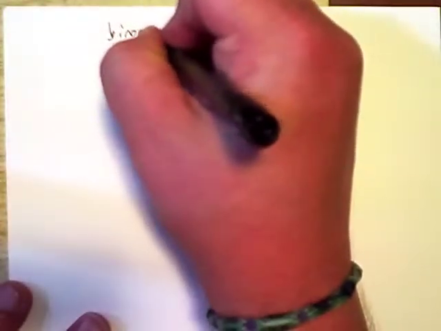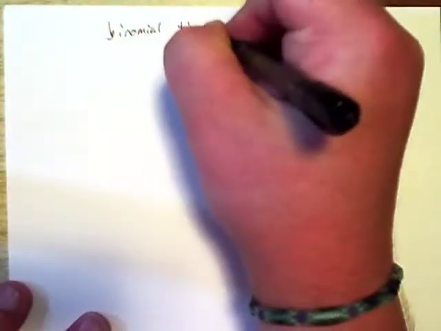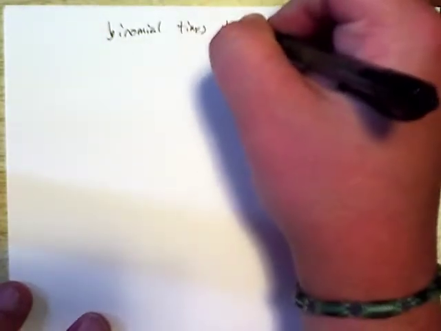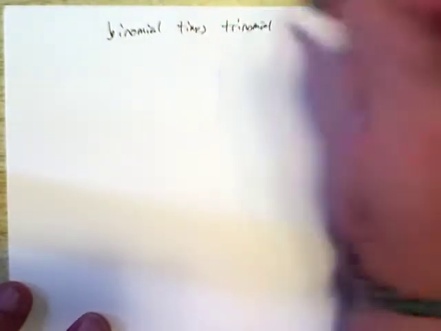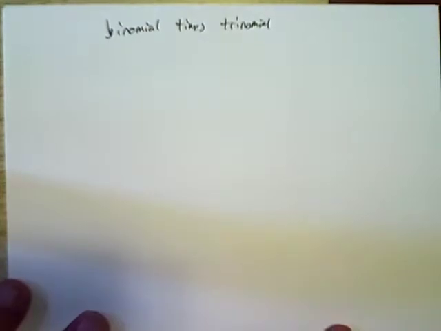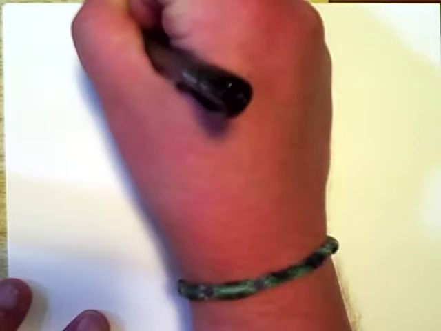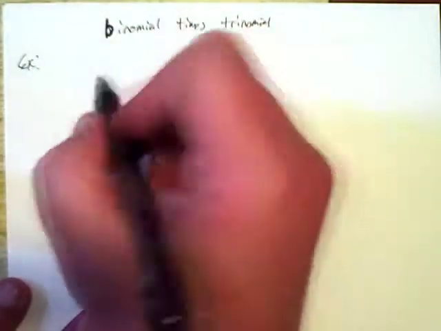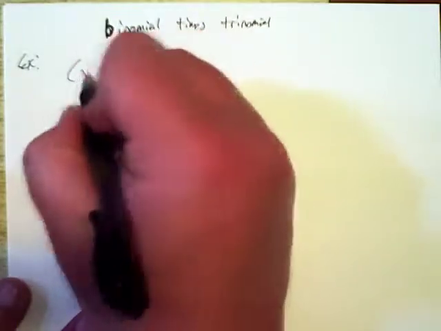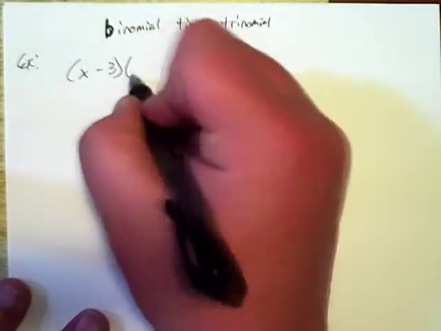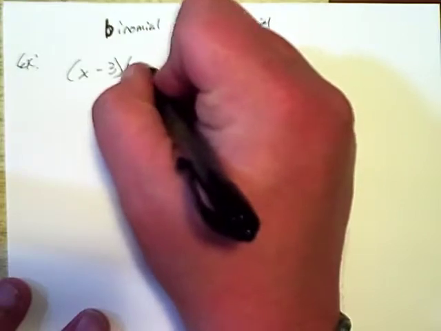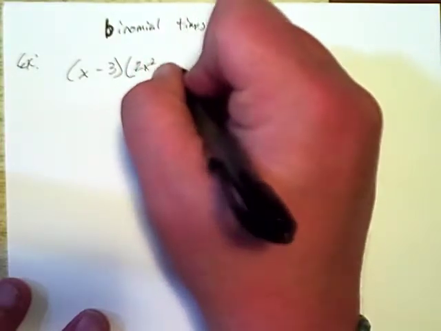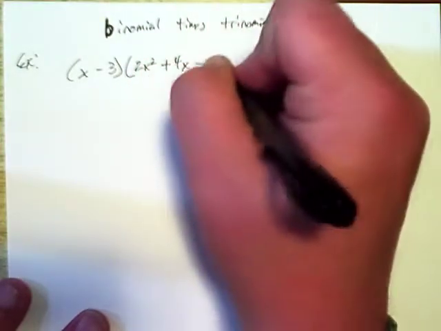All right, so let's do one more example. Let's do the binomial times a trinomial. A binomial times a trinomial. My handwriting is getting much worse, and I'm so sorry for that. All right, a binomial times a trinomial. So let's do this example here. Let's multiply x minus 3 with 2x squared plus 4x minus 6.